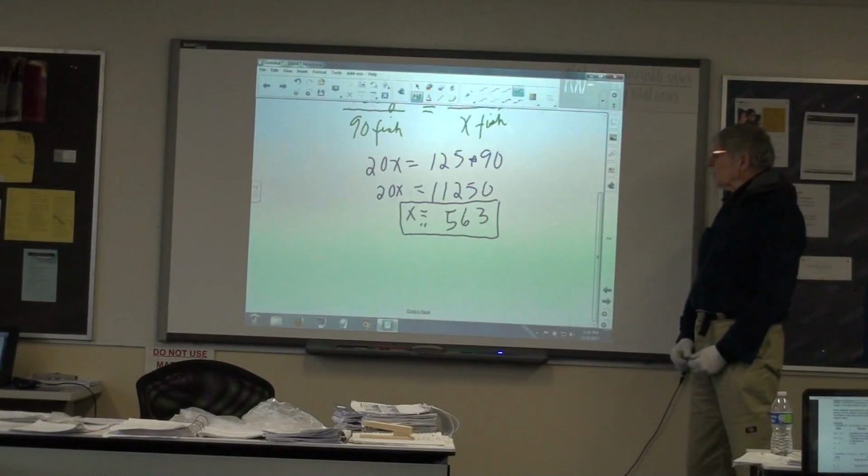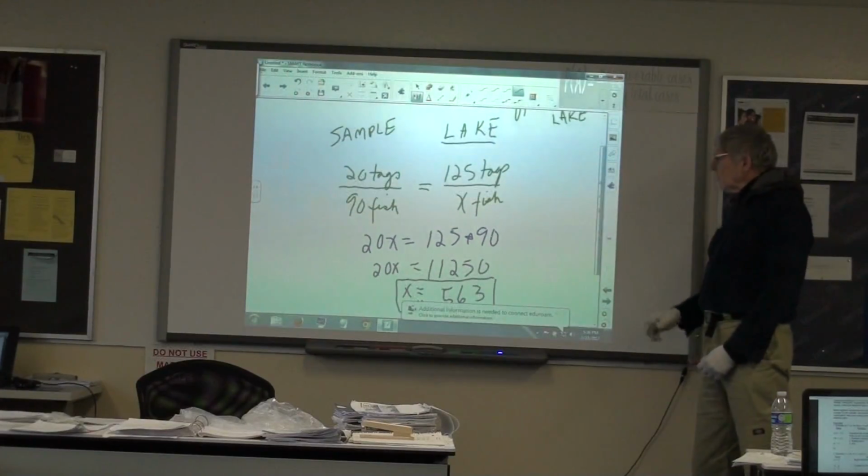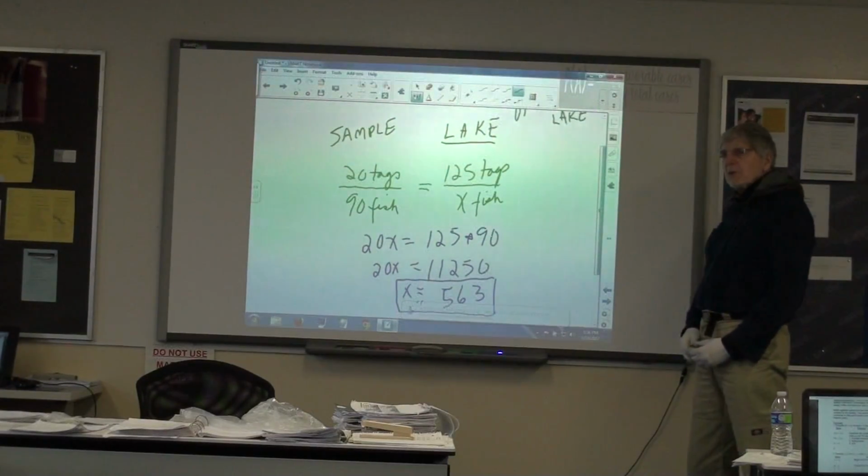So now there's a choice. You could have found out that there were 563 fish in the lake by doing it this way, or you could have waited out there and tried to count them all yourself.